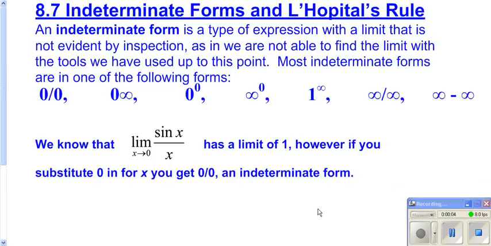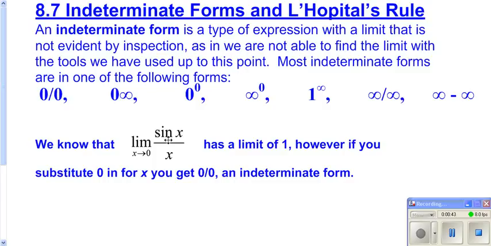Indeterminate forms and limits that have indeterminate forms. We're going to be using L'Hopital's rule to work these out. Now, an indeterminate form is basically what happens when you're trying to take a limit and you end up getting a 0 over a 0, or a 0 times infinity, or 0 raised to the power of 0, or infinity raised to the power of 0, or 1 to the infinity, or infinity divided by infinity, or infinity minus infinity. Those are all different indeterminate forms.